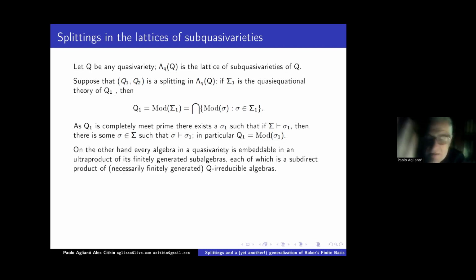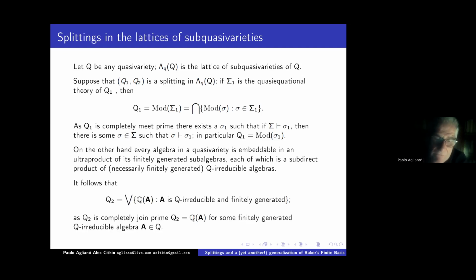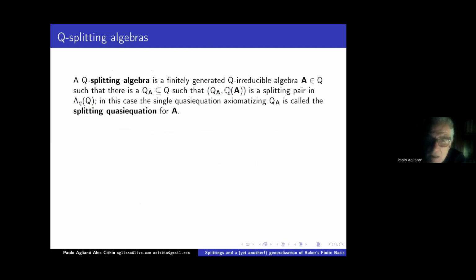On the other hand, every algebra is embeddable in a microproduct of its finitely generated subalgebras, each of which is a subdirect product of necessarily finitely generated Q-reducible algebras. So what do we have? We have that Q2 is the join of all these things. But again, Q2 is completely join prime, so it's really equal to the quasi-variety generated by one of them. So far, there is nothing really new.